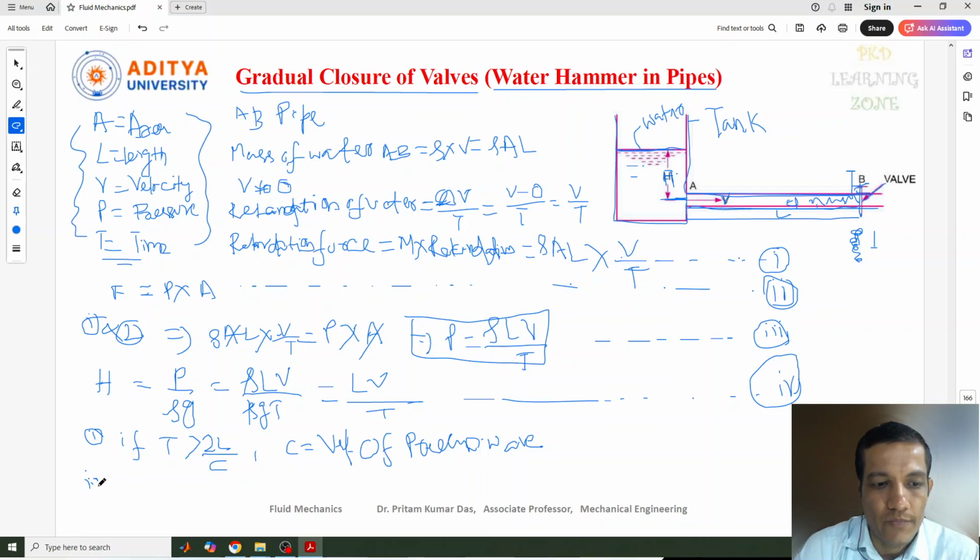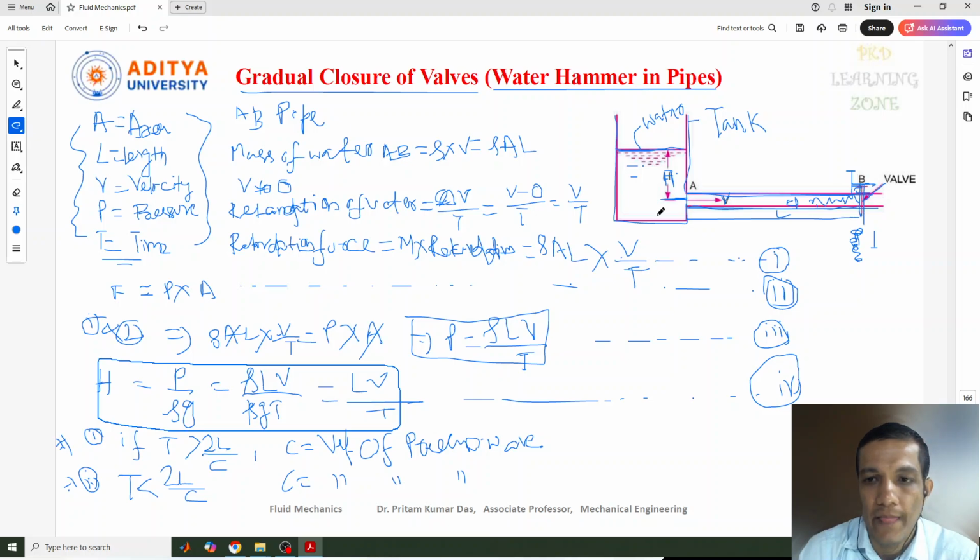The second one is sudden closure. If you are closing the valve suddenly, then the condition is when T is less than 2L by C. Again, the same thing: C is the velocity of pressure wave here also. So these are the terminologies used in this equation, and these are the two conditions, and this is the formula we got for the pressure head of the water.